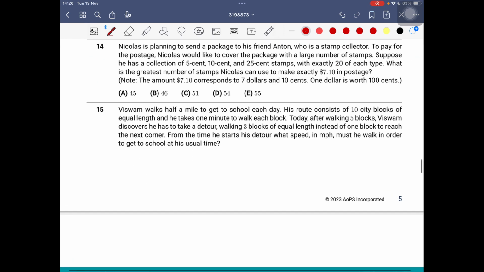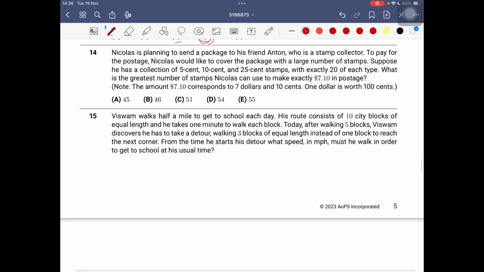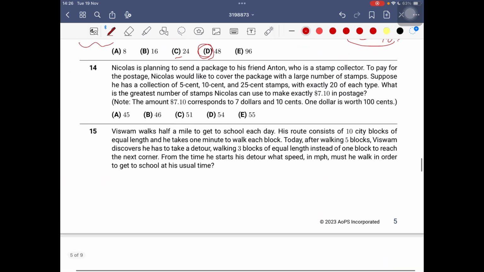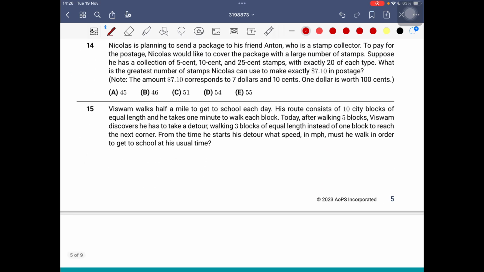Nicholas is sending stamps to his friends, exactly 20 of each type, in 5, 10, 25 cents, altogether 710 cents. So Nicholas is planning to send stamps to his friends. 5, 10, 25 cent stamps, altogether 710 cents, each at most 20. 5x plus 10y plus 25z becomes 710.